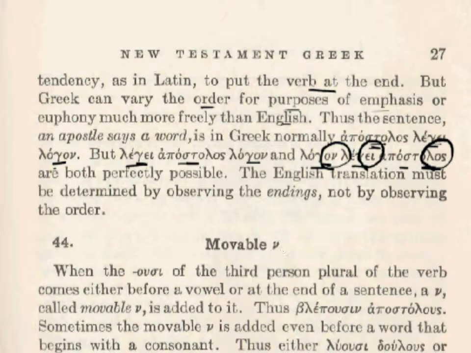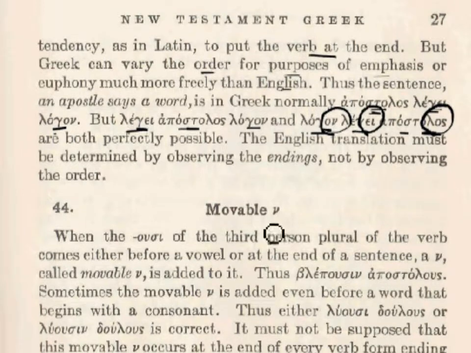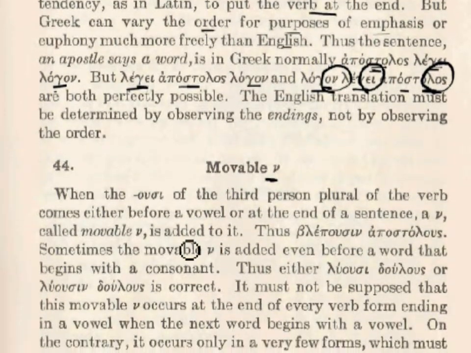That's essential to your study of Greek, and we're going to find that, of course, is constantly an issue that comes before us. He notes that the movable nu may show up at the end of certain words.